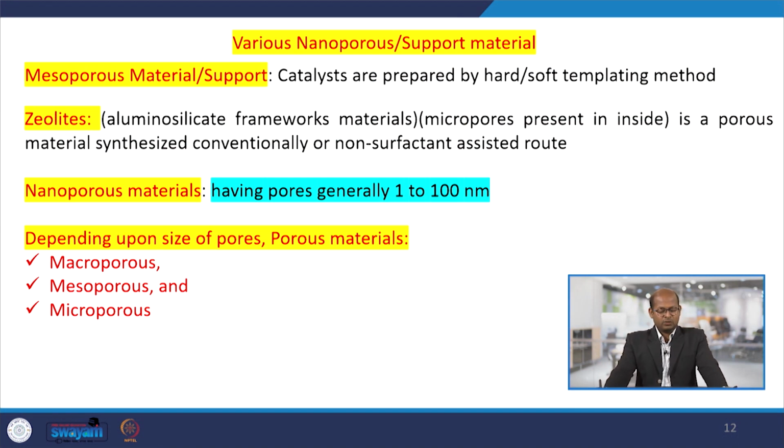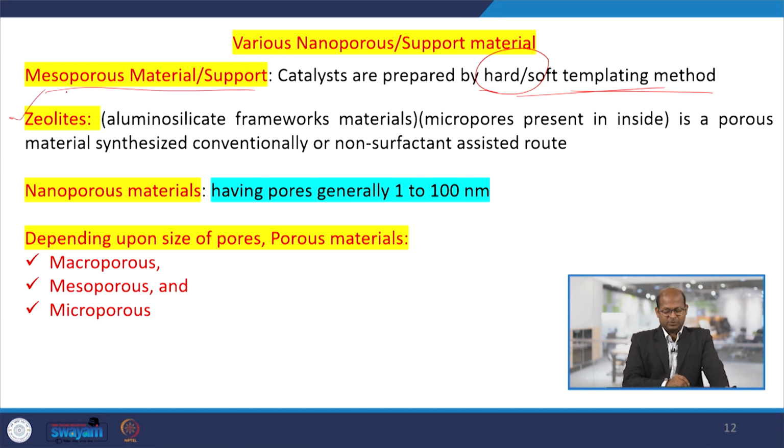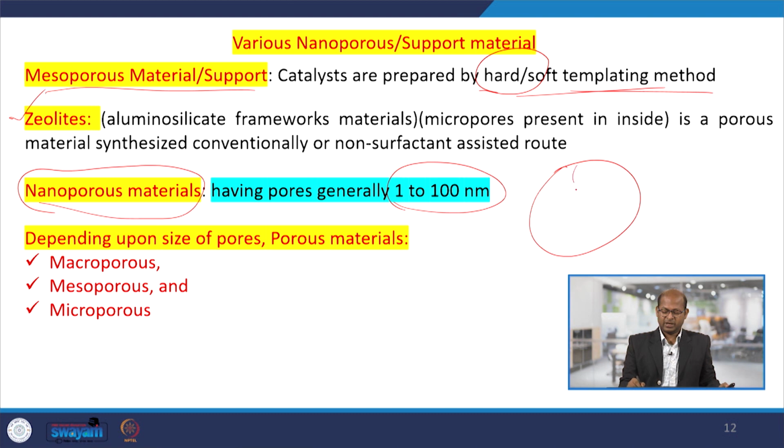Okay. Now, mesoporous material supports we can prepare by using soft templating methods or hard templating methods. Mesoporous supports are usually prepared this way. Zeolites also we sometimes use as a support material. These are nanoporous materials, all those materials whatever we are preparing or going to discuss. Mostly these are called nanoporous materials, because, let us say, this is the support material or catalyst material, and here these are called pores.